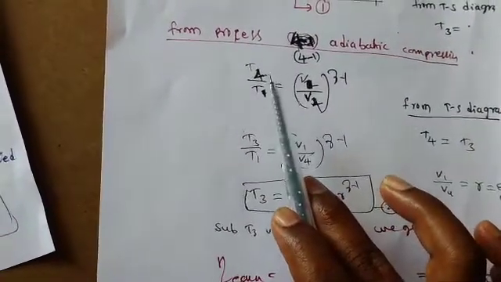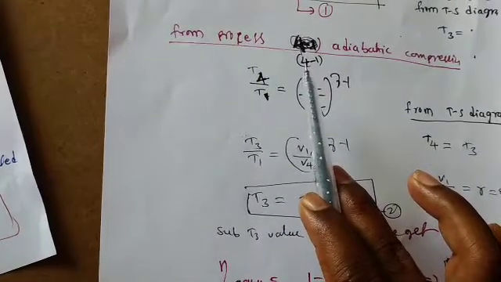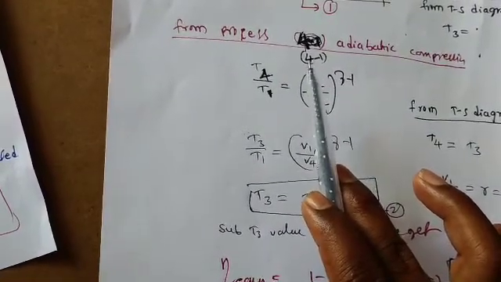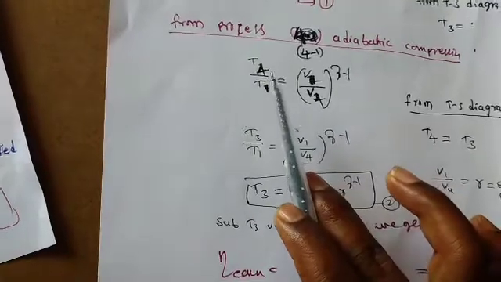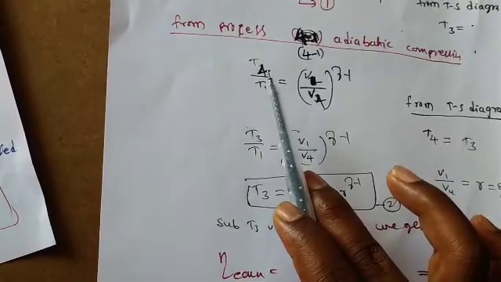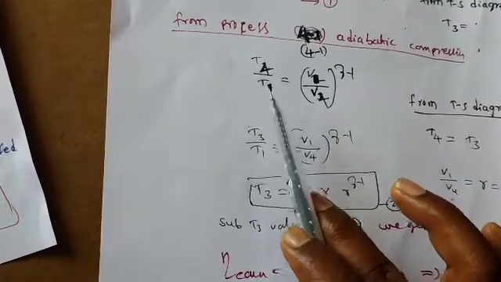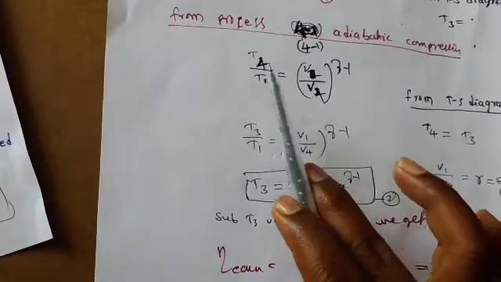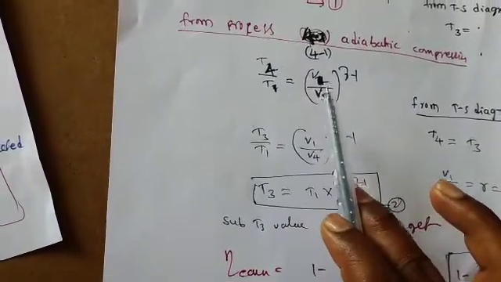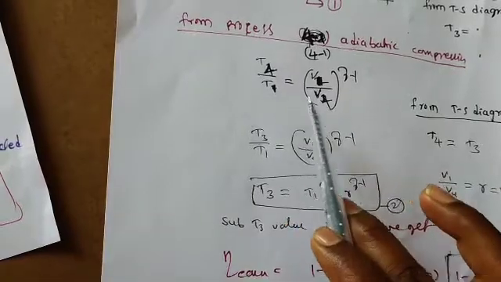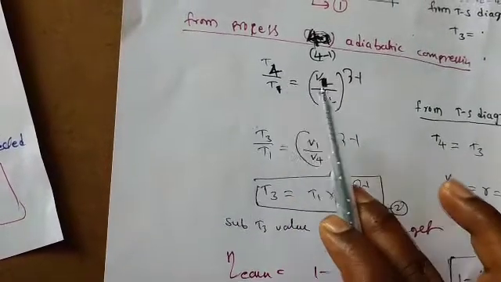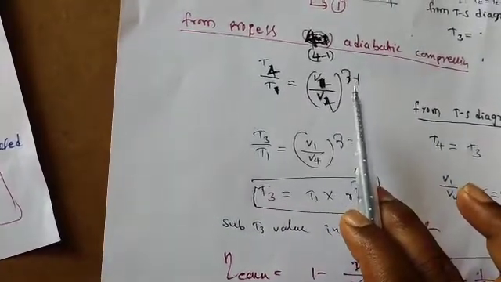From the TS diagram, the process 4 to 1 is the adiabatic compression process. So from 4 to 1, the temperature at point 4 is higher than the temperature T1. If we observe the TS diagram, the temperature at 4 is higher than T1. So T4 by T1 is equal to V1 by V4, raised to the power of gamma minus 1.